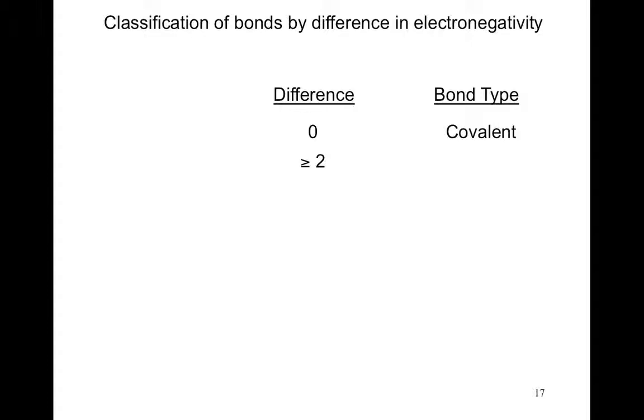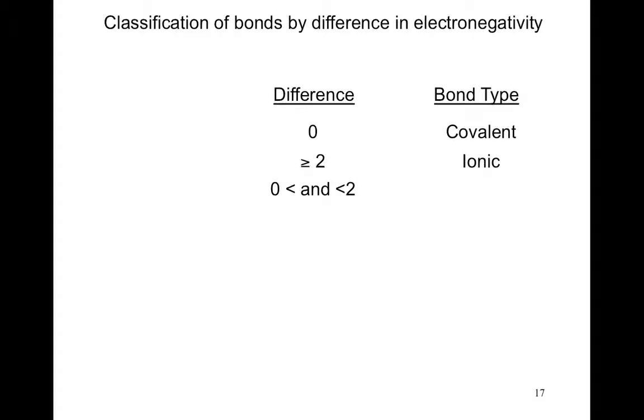So we can classify bonds by their difference in electronegativity. If our difference is 0, we have 0 difference in electronegativity, like hydrogen bonded to hydrogen, they're exactly the same. Fluorine bonded to fluorine, they're exactly the same. We can call that covalent or nonpolar covalent. Now, if we have a difference that's greater than 2, that makes it ionic. But if we get in this place where we're greater than 0, so it's not hydrogen bonded to hydrogen, but we're less than 2, it's not lithium bonded to fluorine.